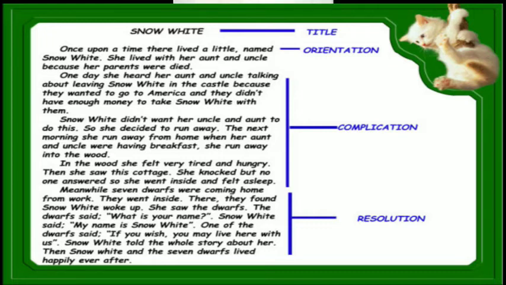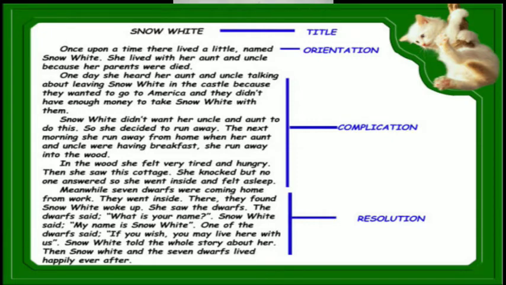What is the meaning of orientation? Okay, that's good. It is called the introduction of the main character. And then the second is complication. The second generic structure of narrative text is complication. You can see on the screen that there are 3 paragraphs called complication.